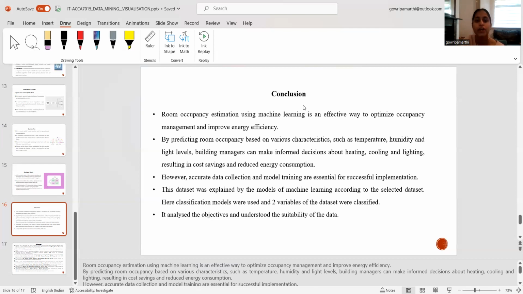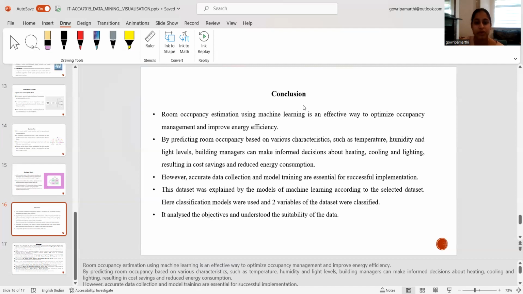However, accurate data collection and model training are essential for successful implementation. Here, the sensors will collect data accurately. This dataset will be explained by the machine learning models according to the selected dataset. So here I'm taking the dataset to explain the machine learning models for the selected data.